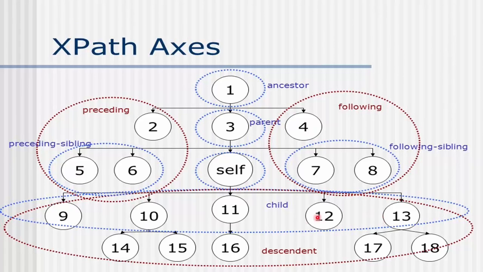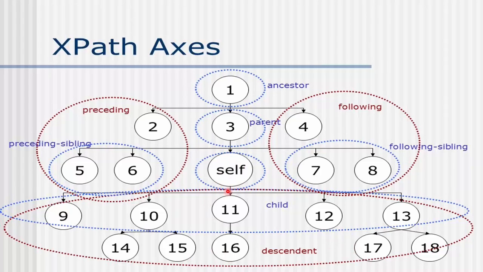Okay. Coming to the next term, that is a descendant. Now what are those descendants? Descendant nodes are children's children as well as the children. Okay. That means descendants will be your 9, 10, 11, 12, 13, 14, 15, 16, 17 and 18.